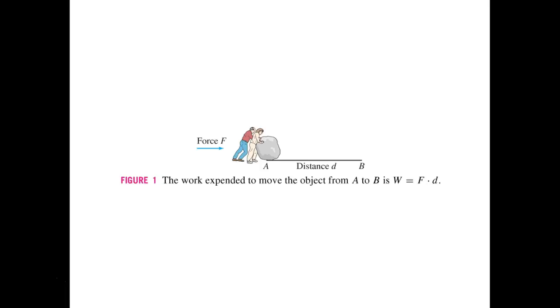Kilogram is a unit of mass. Pound is a unit of force. So if you have kilograms, you have to get that to newtons by multiplying by 9.8. If you have pounds, you're already in a force unit, so you don't have to multiply by anything.